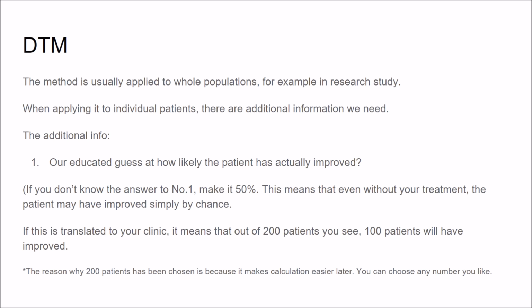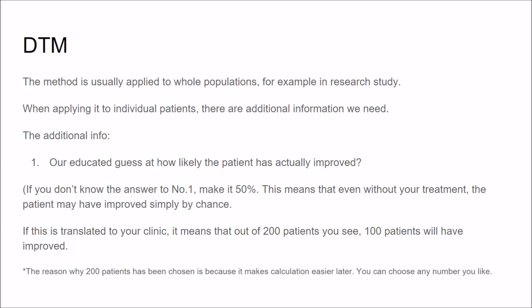When we apply it to our own individual patients, there are some additional information that we need. Otherwise, the numbers would not be applicable to how we predict the accuracy of our test or how likely someone has actually improved. So, the additional information that we need is our educated guess at how likely the patient has actually improved. Many times, this is very hard to know.